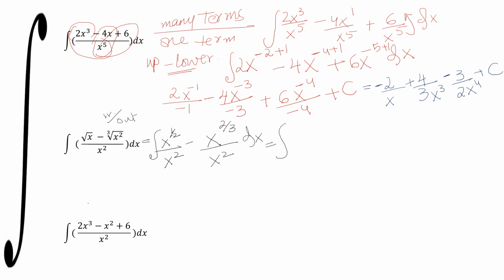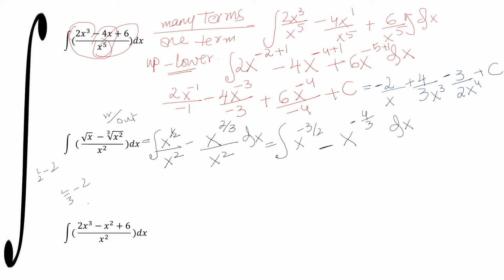Now write it with a single base and one power. So half minus 2 will give you x to the power negative 3 over 2. Negative x to the power 2 over 3 minus 2 will give you negative 4 over 3. And then dx, write it down as it is.